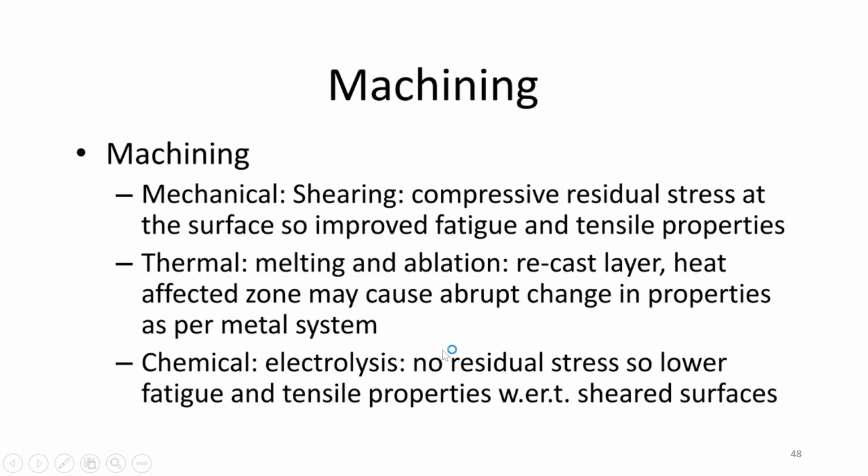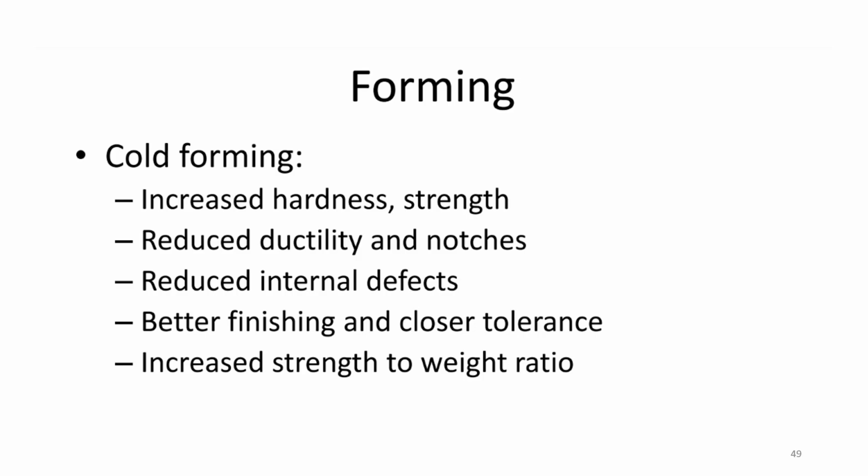In case of chemical, you won't have residual stress, so lower fatigue and tensile properties will be there. In case of forming, forming can be of two types, cold forming and hot forming. In case of cold forming, you will have increased hardness and strength compared to hot forming, because you are performing it at lower temperature, so your dislocations are not getting annihilated as occurs in case of hot forming.